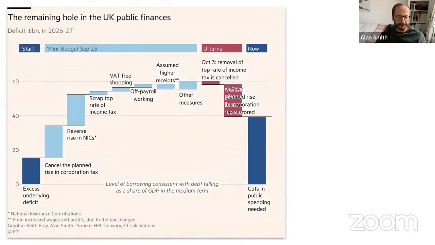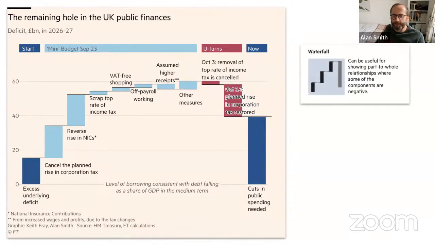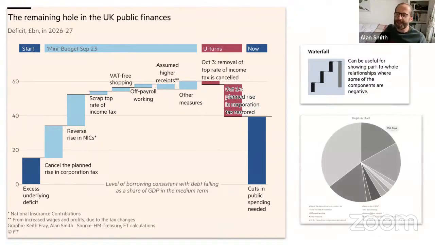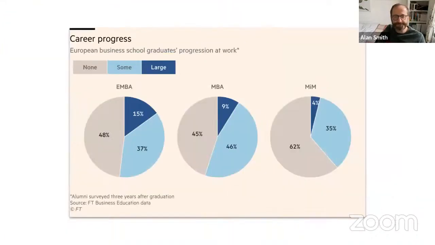And then we can put a little title on it and a little bit of explanation about what this is showing. And you end up with what we call a waterfall chart. So this is for showing part-to-whole relationships when some of those components are negative. And I think we can agree it's probably more effective than our legal pie chart at showing the data, right? So that's a waterfall chart.